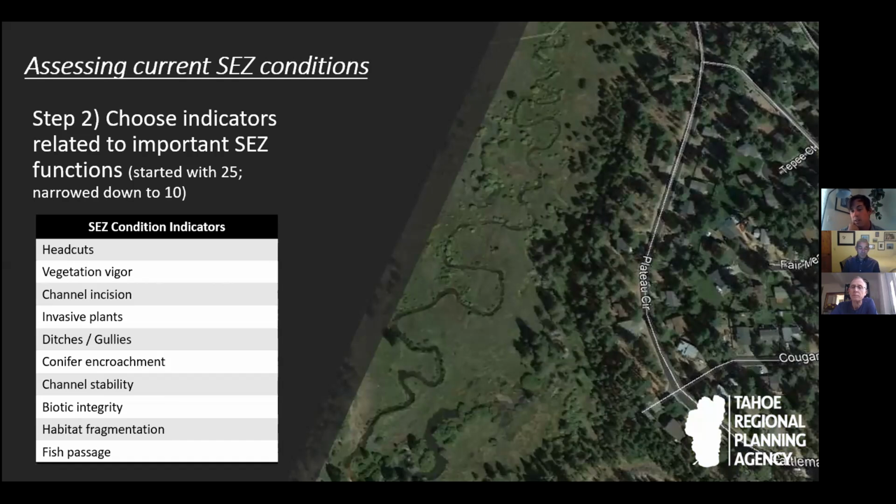So that's using something called the California Stream Condition Index that the State Water Board and CDFW use. So it's a really well thought out program. We already have an established program at TRPA, so we were able to just plug in data there. But you basically get a score for each site based on the bugs that live in the stream, of how close it is to what a reference condition stream would be.